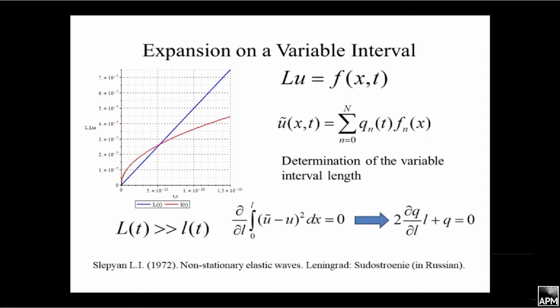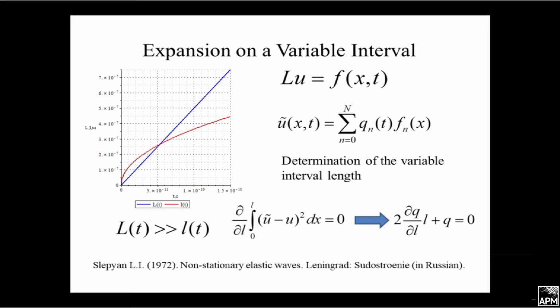In order to avoid this problem of scales, we would like to use a method called the expansion of a variable interval. It was proposed by Leonid Slepyan in 1972, so a long history. Now we want to develop this method for two different processes: the propagation of sound and the propagation of temperature, of the heat wave, I should say.